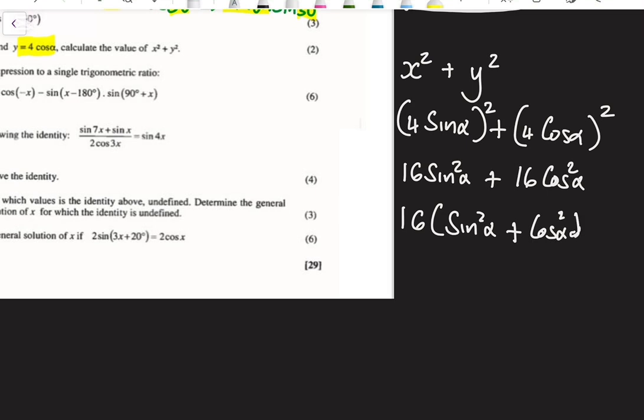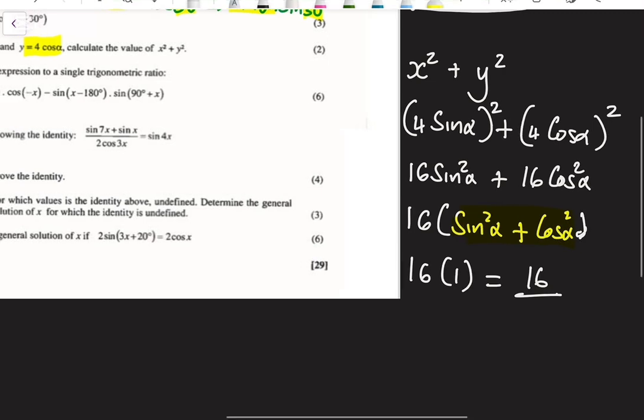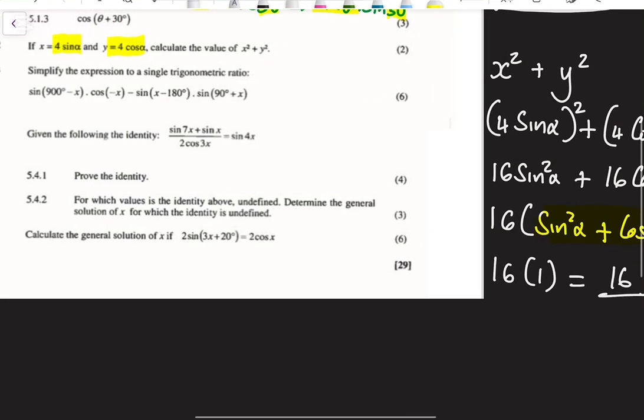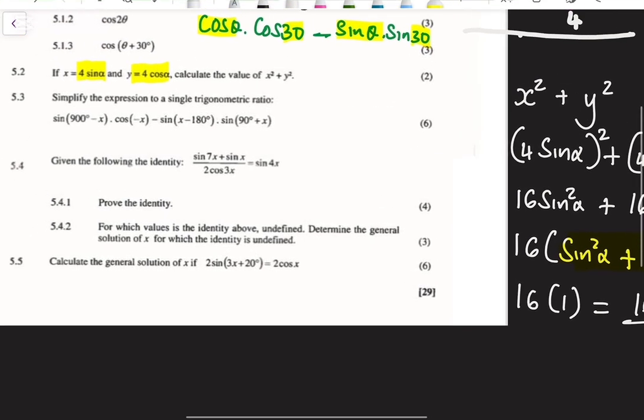alpha. Okay, now remember in grade 11 we were taught that sine squared alpha plus cos squared alpha is an identity, which is equal to what? Which is equal to 1. So we have 16 multiplied by 1, which will be what? Which is the same as 16. And then we are done with 5.2. Let's quickly move to 5.3.